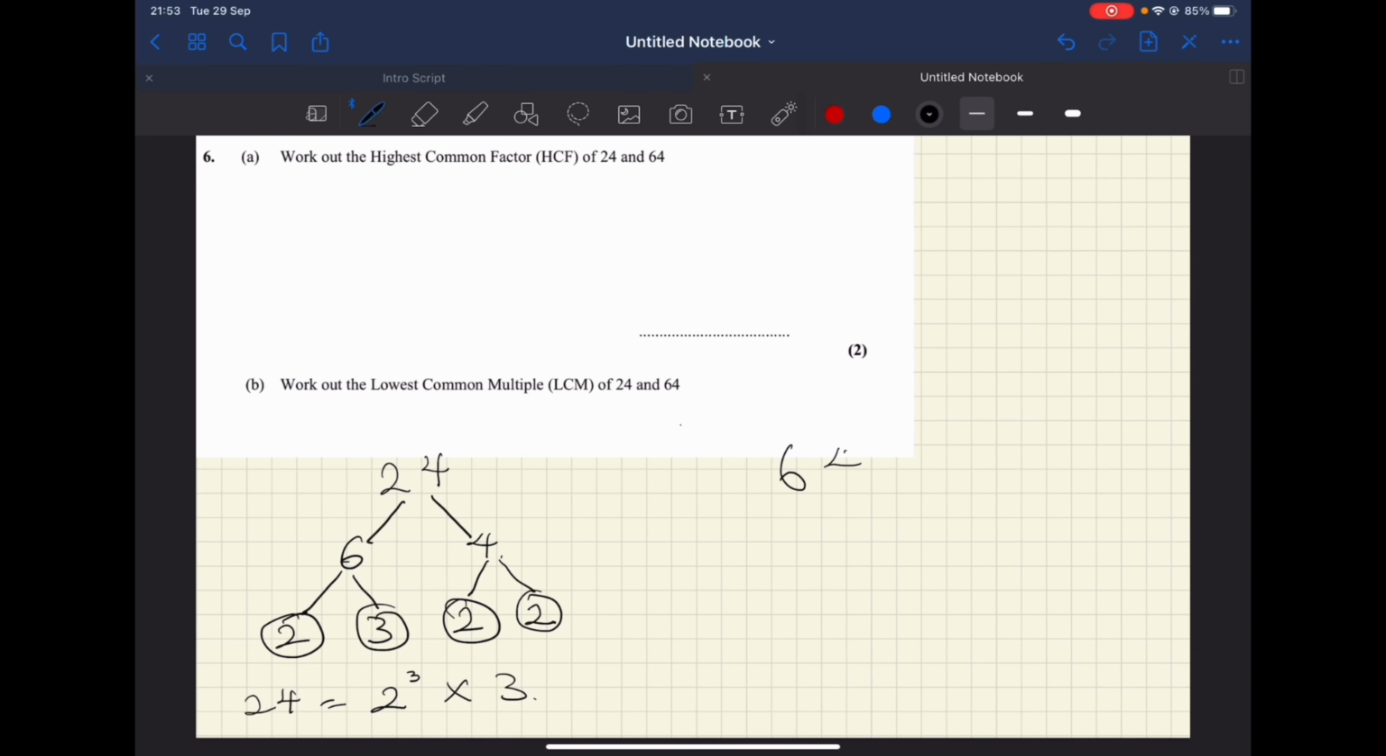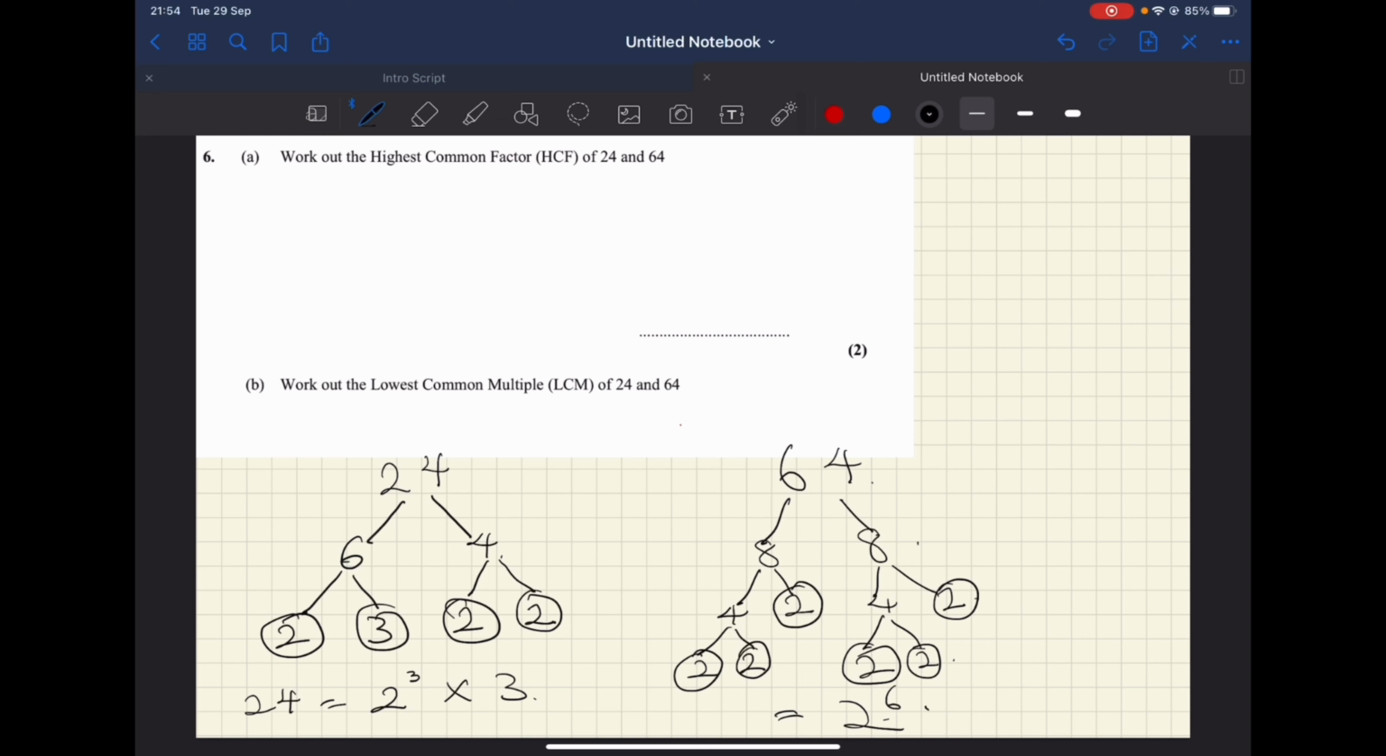We do the same thing for 64. 8 times 8. Break 8 down to 4 and 2. 2 is a prime number. We'll break down 4 into 2 and 2. Do the same thing here. 4 and 2. I'll break 4 down into 2 times 2. All right, so we have 6 2's. So 64 is 2 to the power 6.